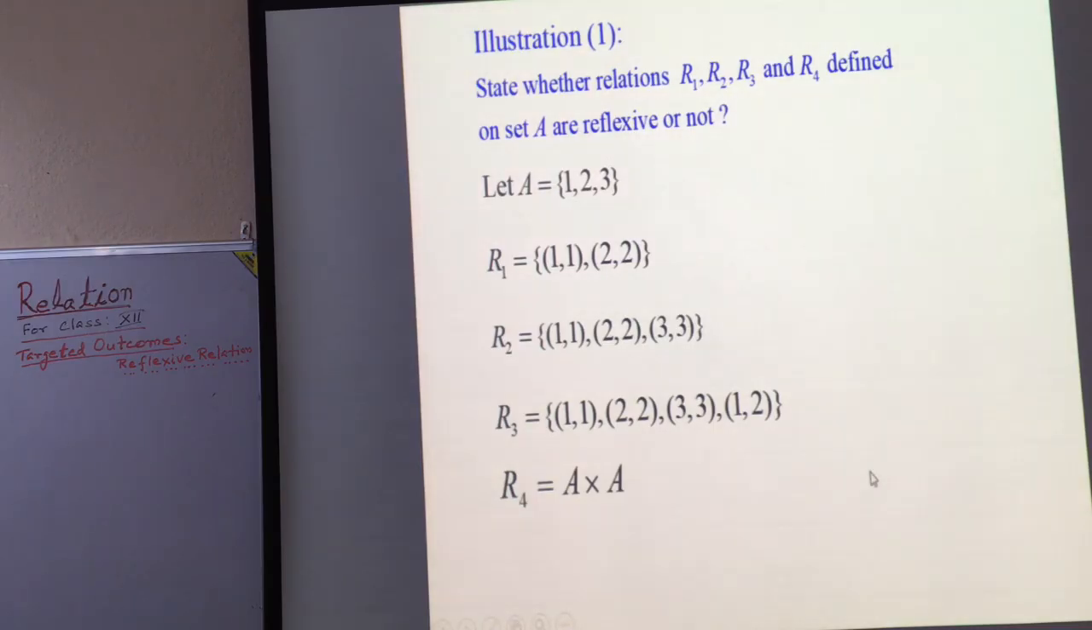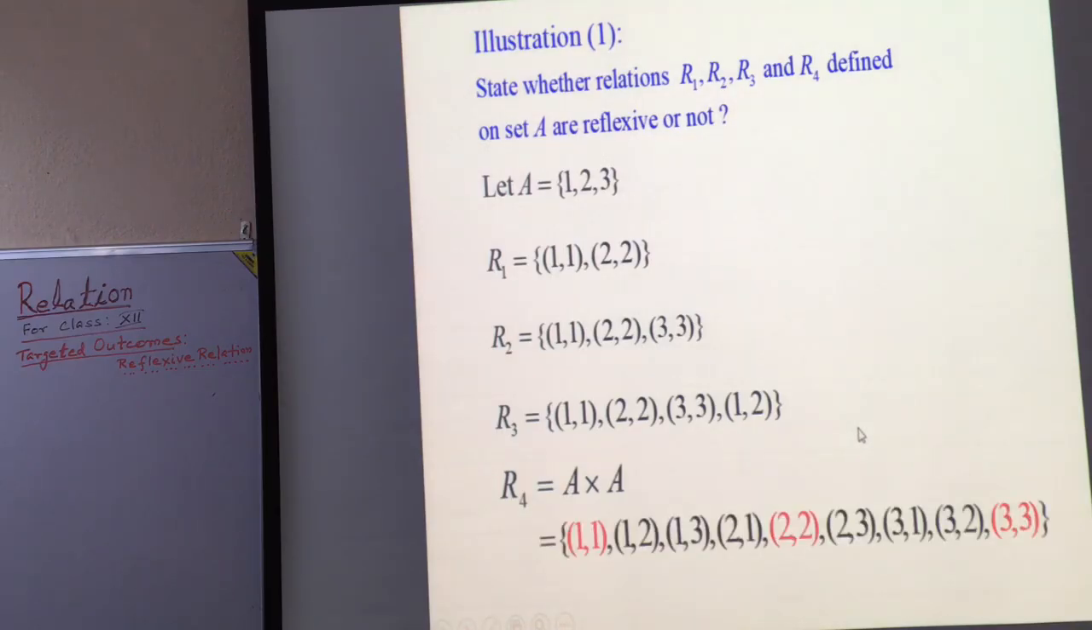R4, A cross A. State whether R4 is reflexive or not. Clearly, A cross A consists of all ordered pairs. Now observe 1 is present in R4, 2 is present in R4, 3 is present in R4. So each element of A is connected with itself. Therefore, R4 is reflexive on A.